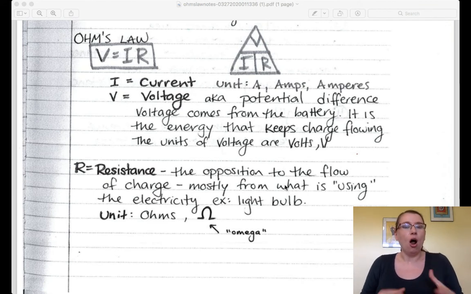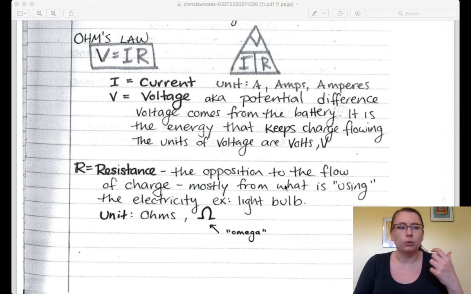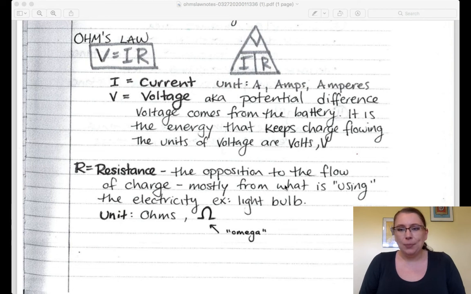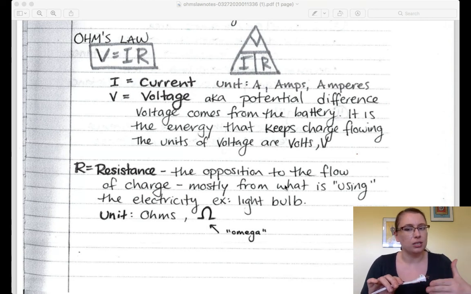And then R is resistance. When I think about resistance, I think about Star Wars, and the resistance are the people who are fighting the Empire. They're trying to stop it. So resistance is what's inside of the circuit that's trying to stop the flow of charge. It's mostly from like the light bulb or the speaker or whatever is like using up that energy. But some of it happens because the wire isn't perfect. And so some resistance is almost like friction. We won't do math for the wire resistance, but it does exist, and that's what we're learning about tomorrow.